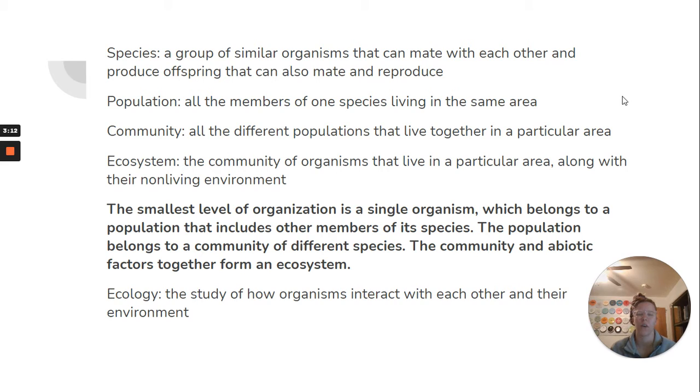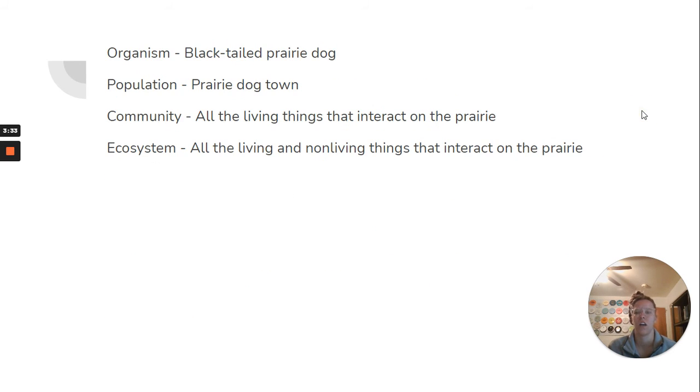The smallest level of organization is a single organism, which belongs to a population that includes other members of its species. The population belongs to a community of different species. The community and abiotic factors together form an ecosystem. So we have ecology, which is the study of how organisms interact with each other and their environment.